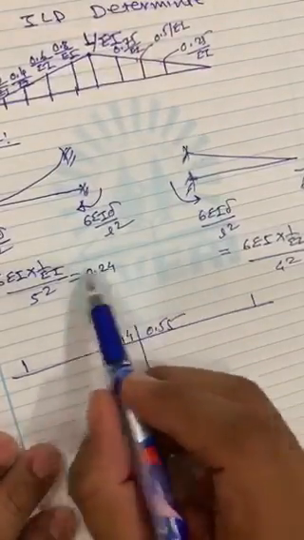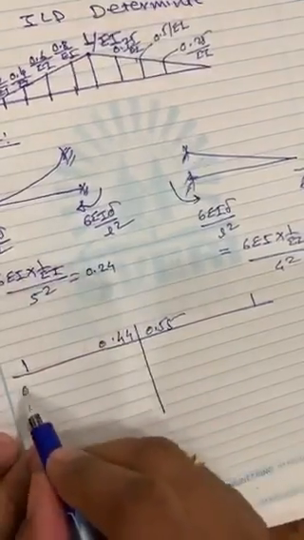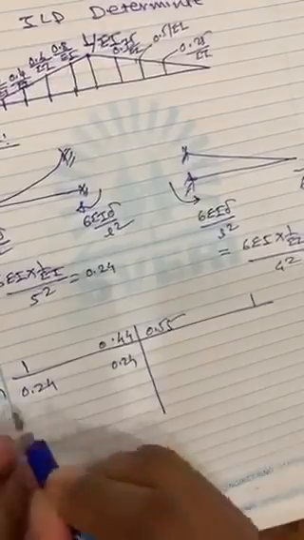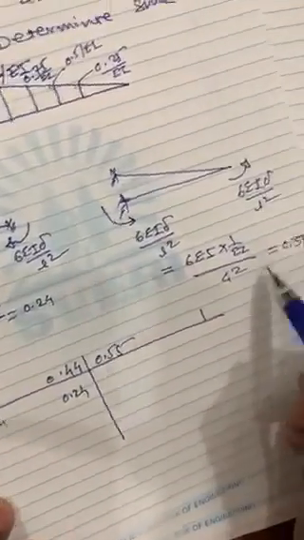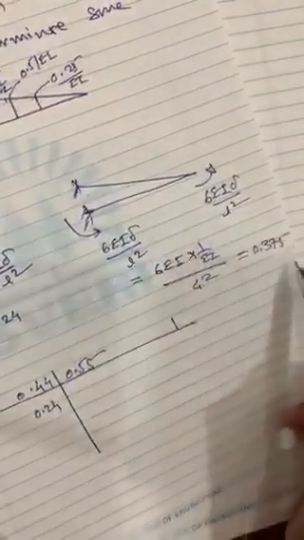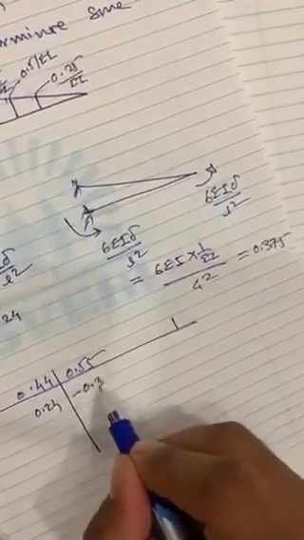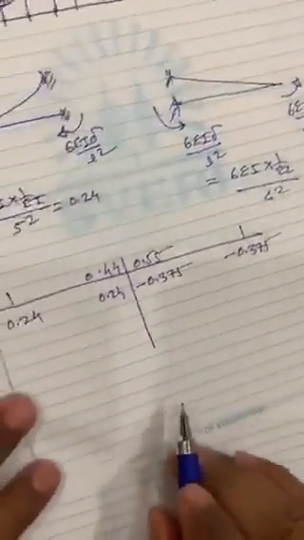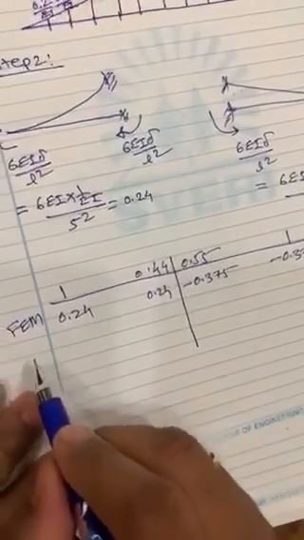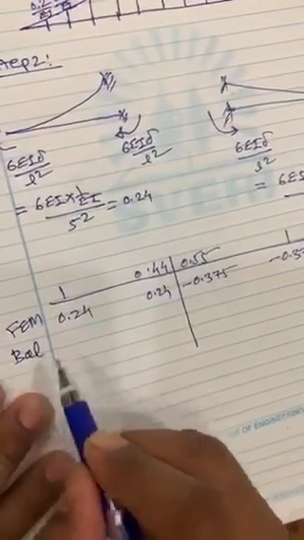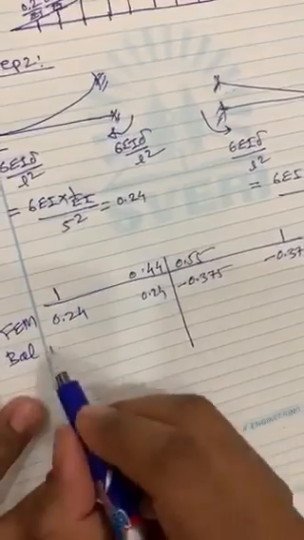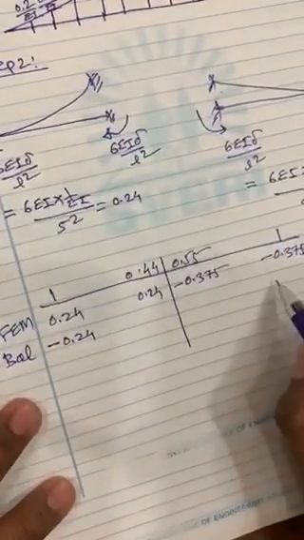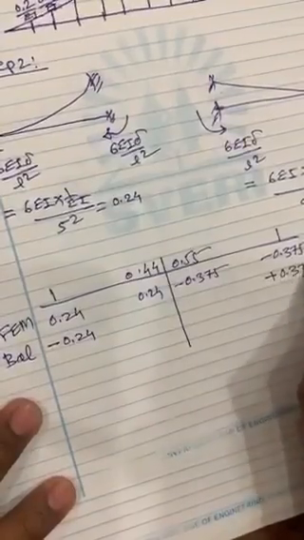This is simply supported, so 1. And then let us put this is clockwise, so 0.24, 0.24, these are FEMs. And then this is anti-clockwise, so minus 0.375, minus 0.375. Now the next step is balancing. So let us balance it. If you balance, it will become minus 0.24, and this will become plus 0.375.